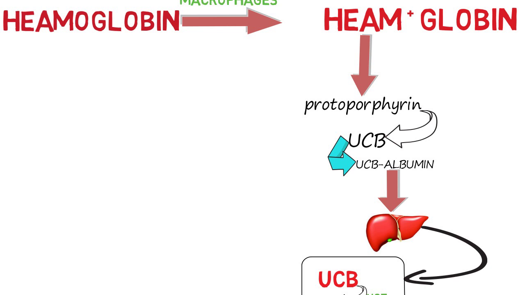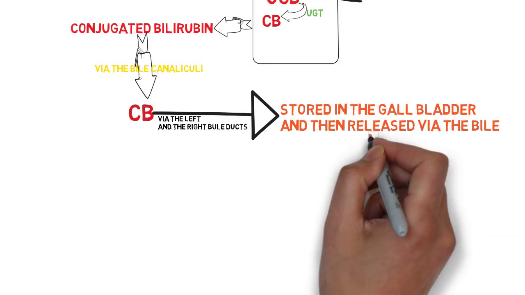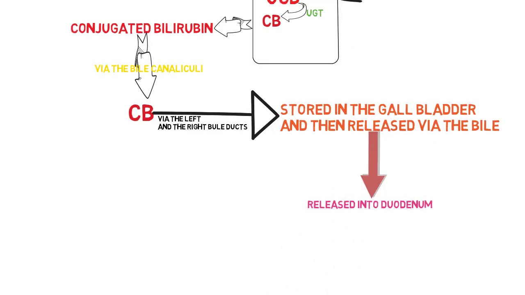Now, this conjugated bilirubin is transported via the bile canaliculi into the bile ducts, and finally it gets concentrated in the gallbladder and is transported via the bile into the duodenum. So, please make sure to remember that the conjugated bilirubin under normal conditions never appears in the blood. There is a proper barrier between the bile canaliculi and the blood stream, so the conjugated bilirubin never appears in the blood and hence never appears in the urine under normal conditions.